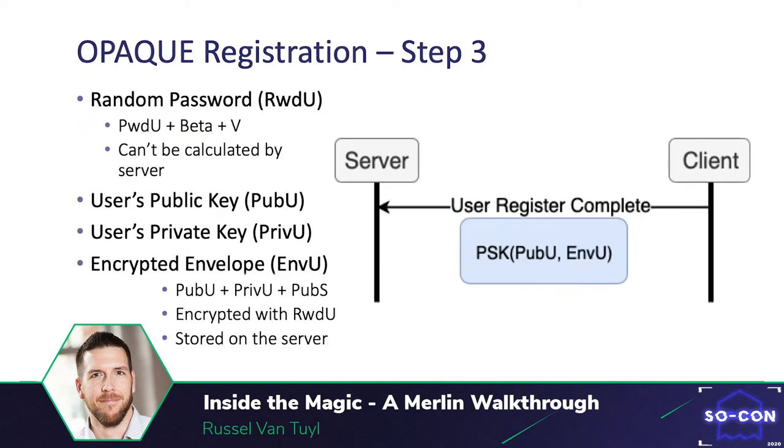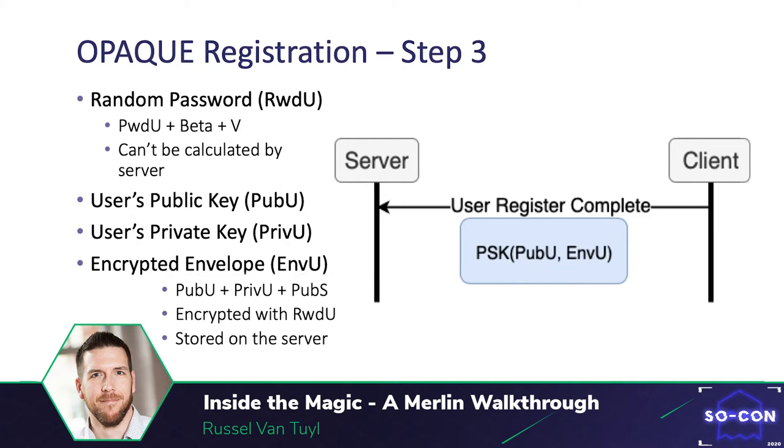All right, finishing up the last step of registration, the user executes an oblivious pseudo-random function, providing it the password, PWDU, which was generated in the first step, along with beta, which was just sent by the server, and the V values returned from the server as well. The oblivious pseudo-random function outputs a random password known as RWDU. This password is only known to the user. This RWD value cannot be calculated by the server. It does not have enough information. It needs the PWD piece, which it does not have.